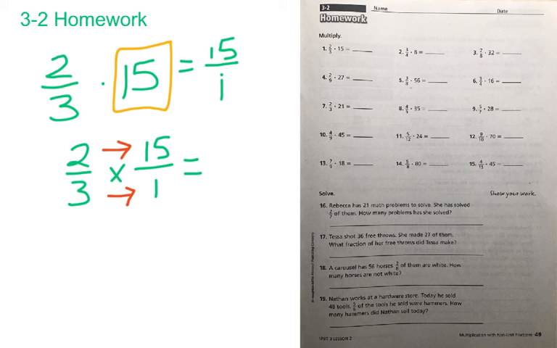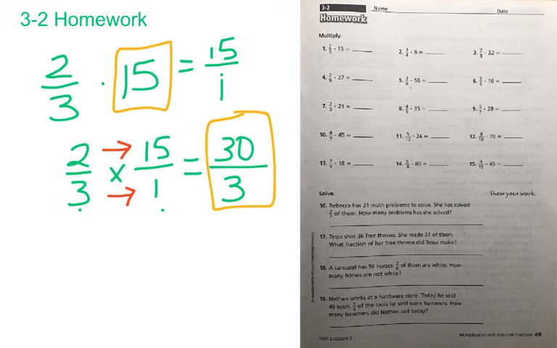2 times 15 is equal to 30. And 3 times 1 is equal to 3. Then we can see that we are left with an improper fraction, which means we need to reduce. And so we need to ask ourselves, how many times can the denominator, in this case it's 3, go into the numerator, 30, without going over? Well, we know 3 can go into 30 10 times, because 3 times 10 is 30. So your answer is going to be 10. Go ahead and write your 10 on the line.